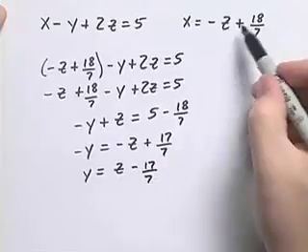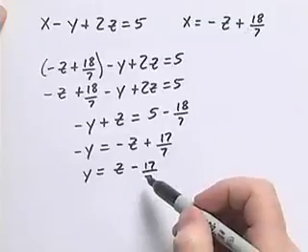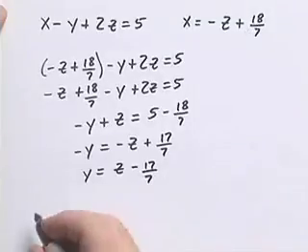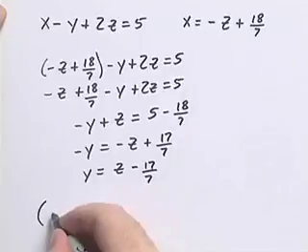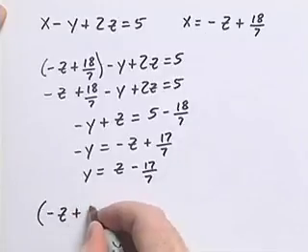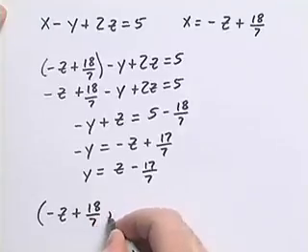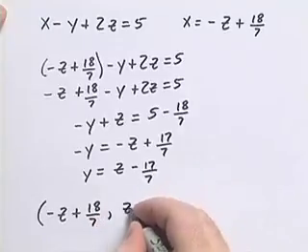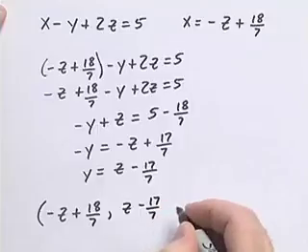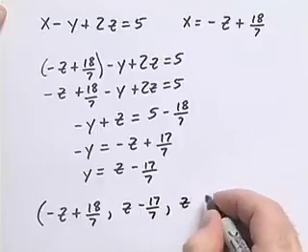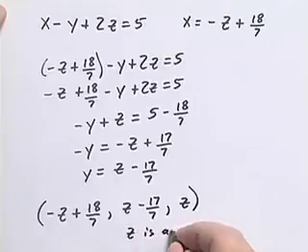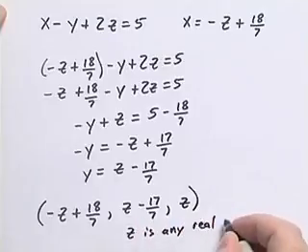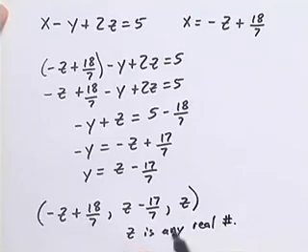So now that we've expressed x in terms of z and y in terms of z, we can write a general ordered triple as our solution. X is negative z plus 18/7. Y is z minus 17/7. And then z is just z. We'll say z is any real number. And we have our ordered triple solution.